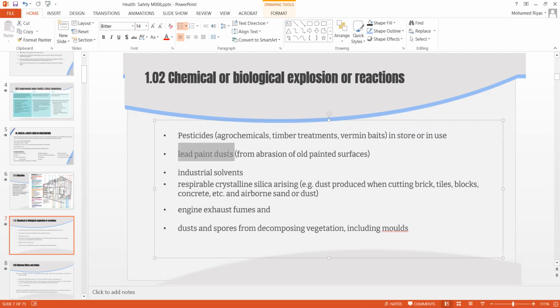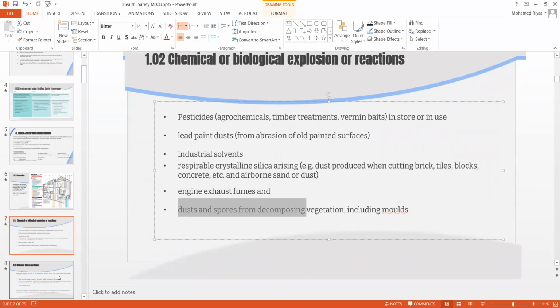Lead paint dust from abrasion of old painted surfaces, industrial solvents, respirable crystalline silica arising from dust produced when cutting brick, tiles, blocks, concrete, etc. Then engine exhaust fumes. Then we have dust and spores from decomposing vegetation, including molds. So these are the forms of how a chemical or biological explosion could happen on a given site. When we do the risk assessment, we will discuss how we do it, and these are the considerations we should take care of when doing the site risk assessment.